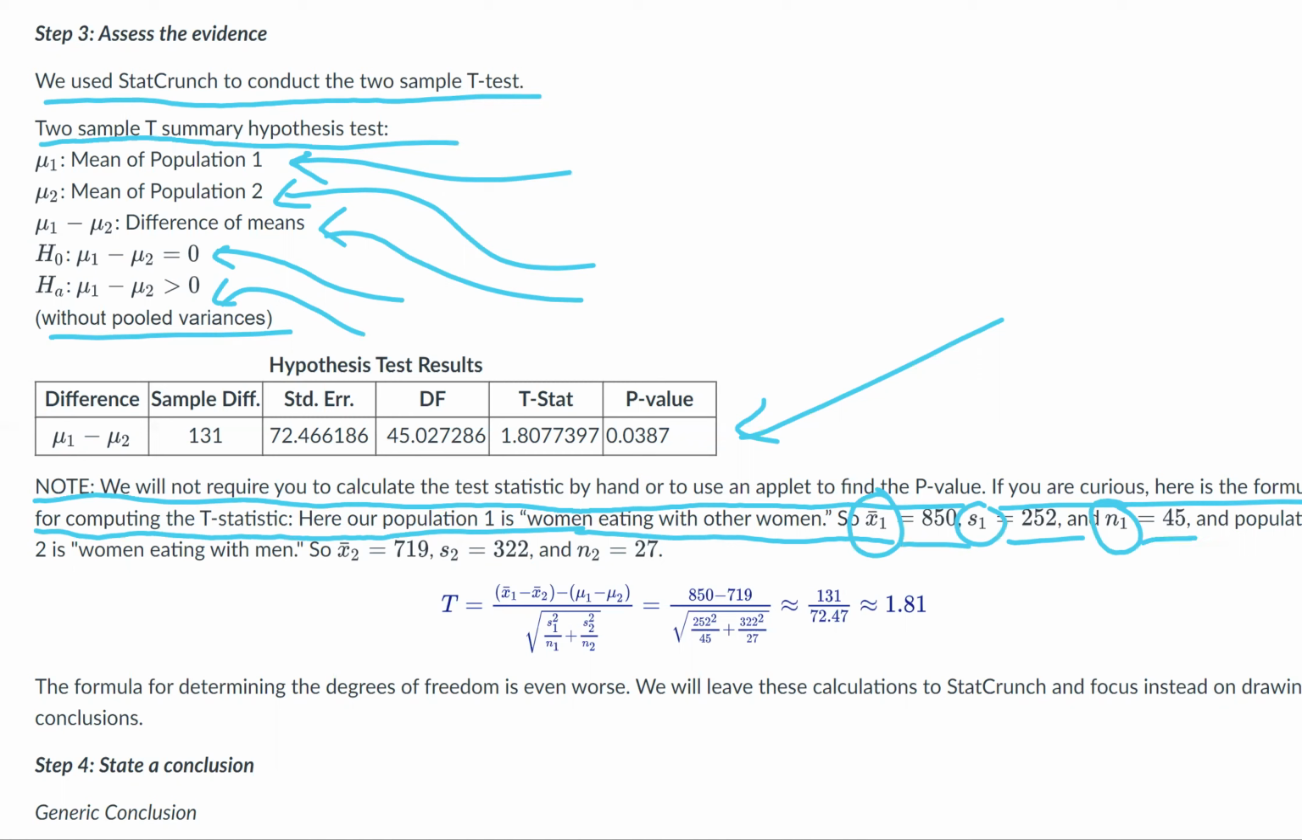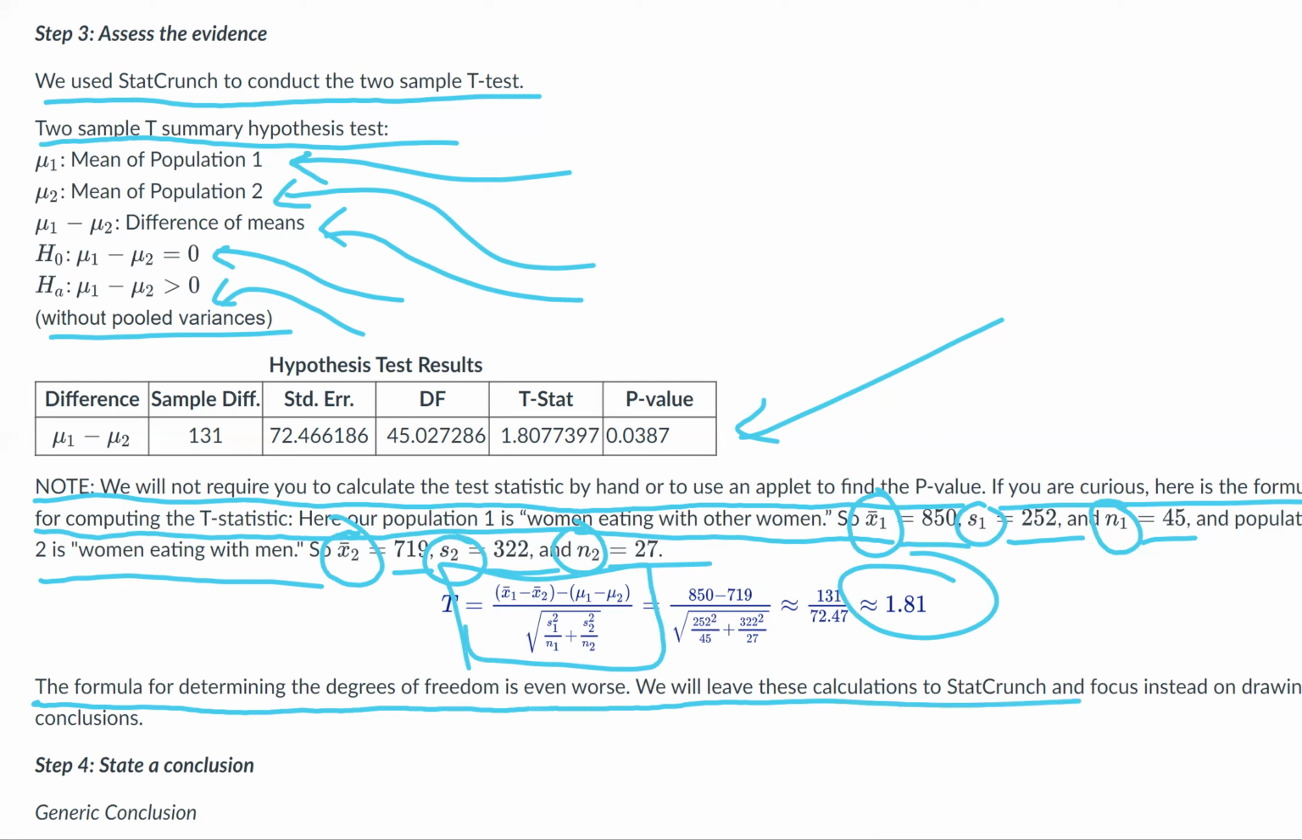And population 2 is women eating with men. So the sample statistic there, x2 bar, is 719. The standard deviation of that second population is 322. And the number of women in that sample was 27. So if we were to use the t-test statistic, this is the formula. It's pretty complicated. So as it says, we wouldn't do that by hand, but just in case you're curious where the formula comes from, the formula for determining the degrees of freedom is even worse than that. It's more complicated. So we'll leave these calculations to StatCrunch and focus instead on drawing conclusions.